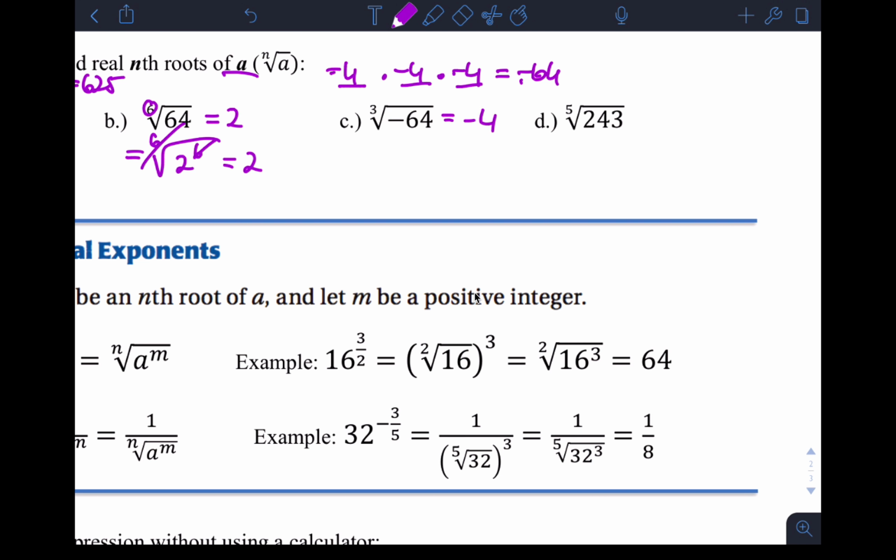If you do it the other way around, it's the cube root of negative 4 cubed. And so the cube and the cube root cancel. And again, the answer is negative 4. So either way you want to look at it, you should easily get the same answer.